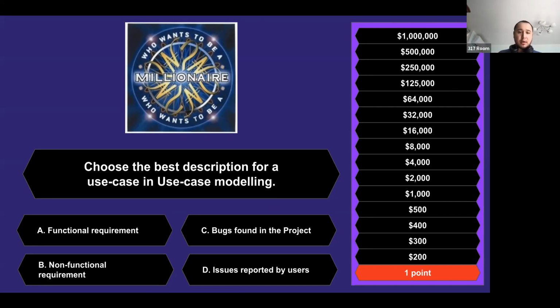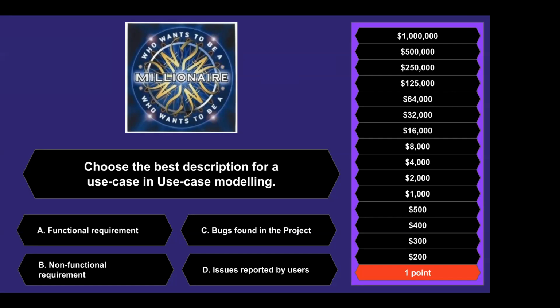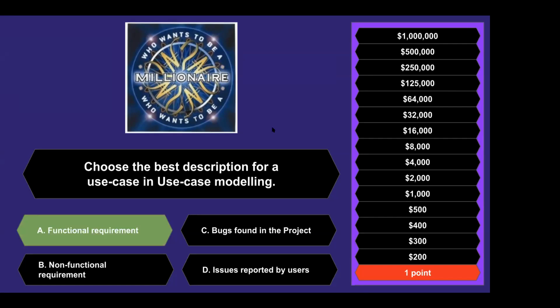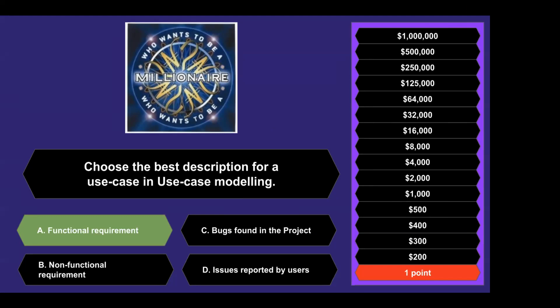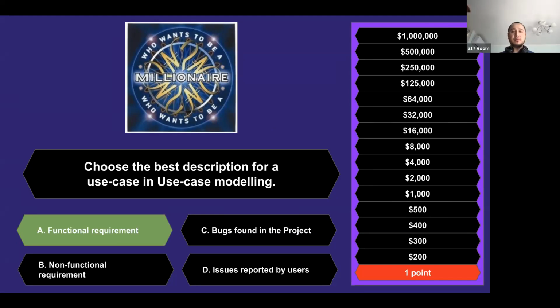The best. Okay. What about non-functional requirement? No, it describes the functions of the system. Yes, you're correct. Thank you, Maxime. So basically, use case modeling describes the functional requirements of your system.